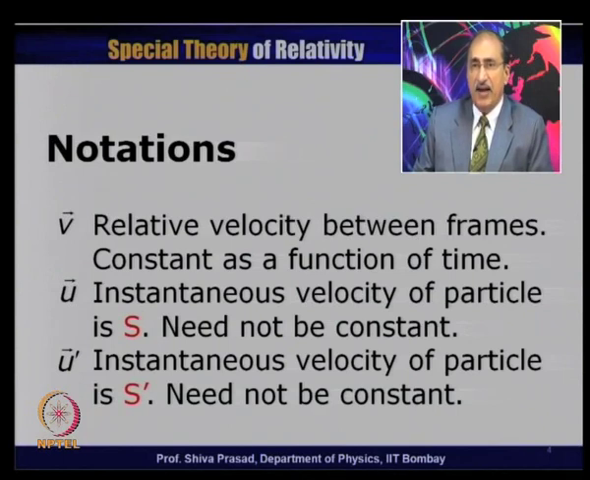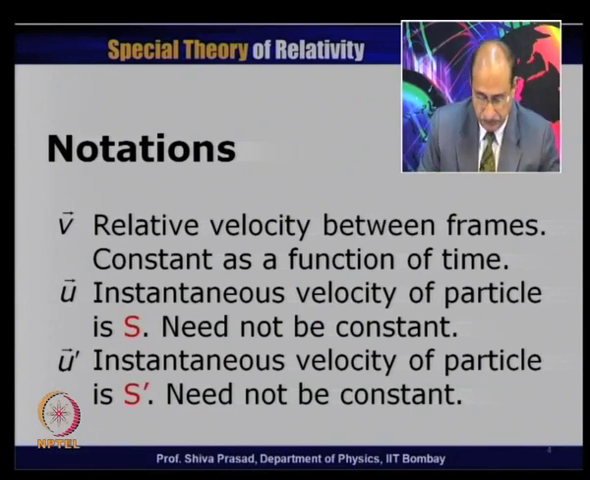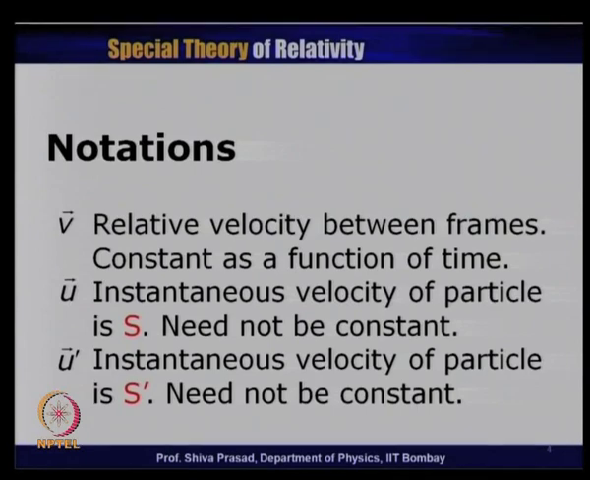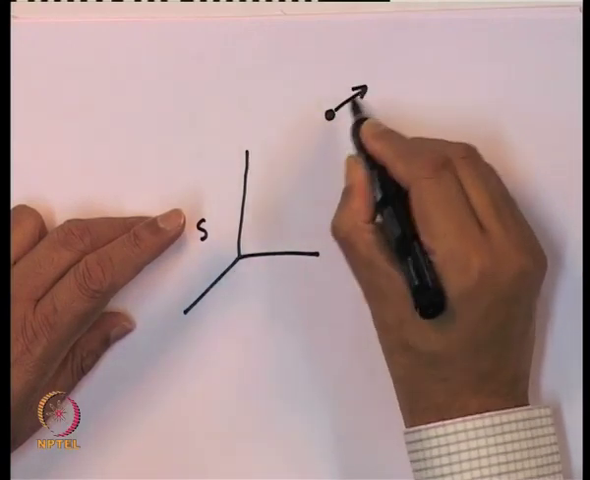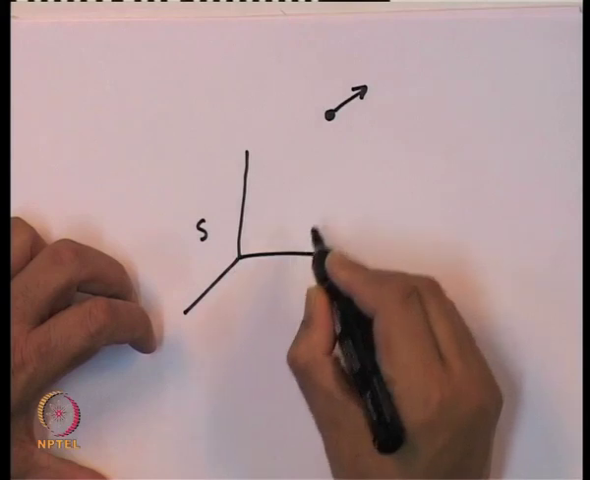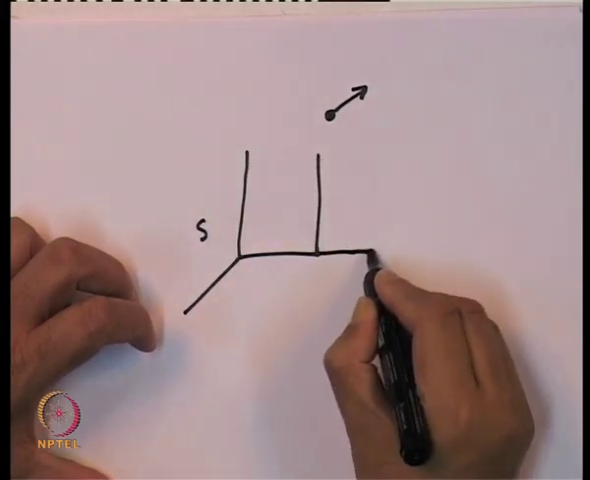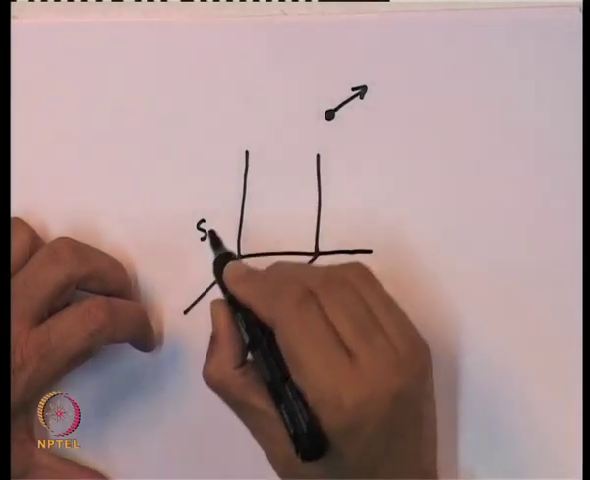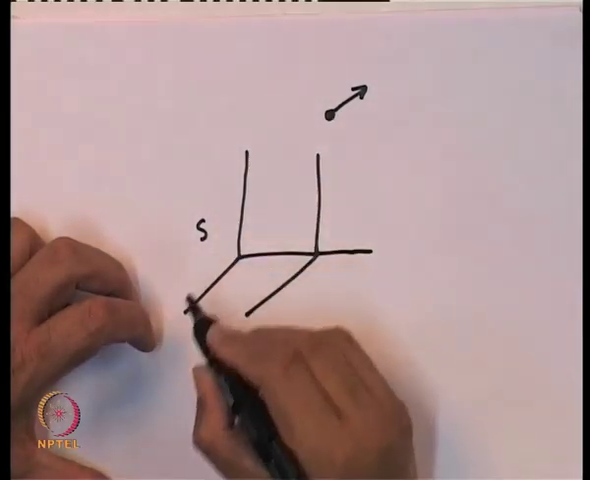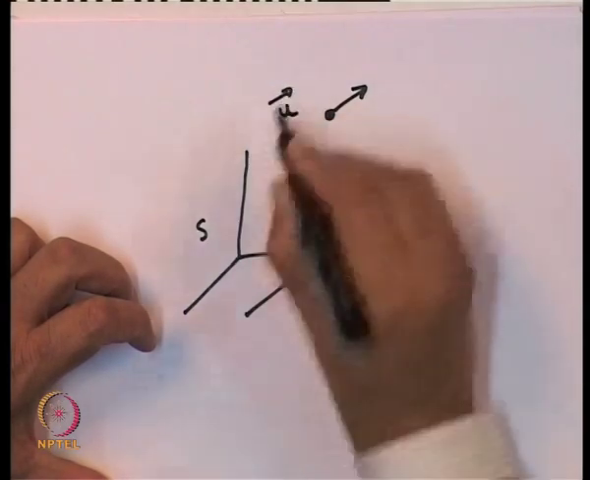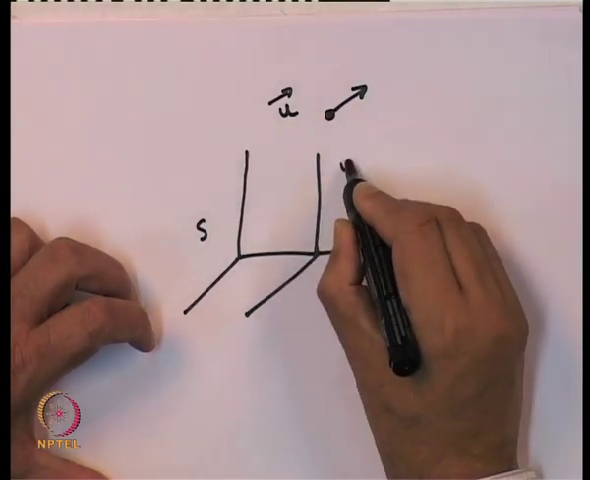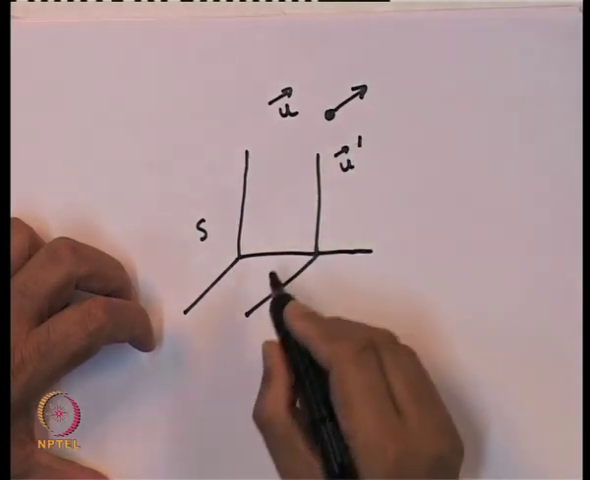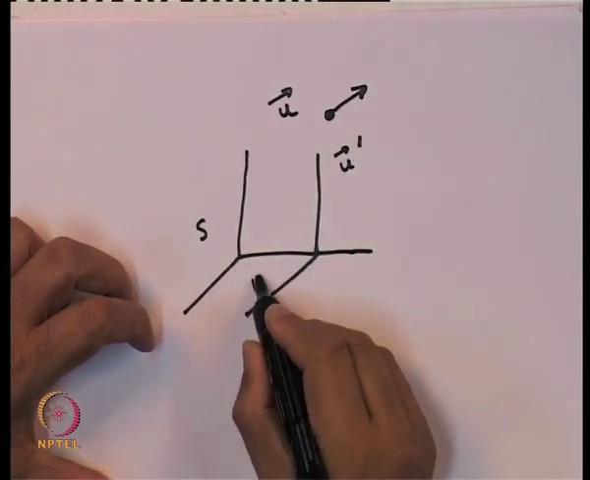Now, this observer S tries to observe the behavior of a particle. Let us write it here. So, this is an observer in S frame and there is some particle which is moving in some arbitrary direction. And the observer in S prime frame also tries to observe the same particle. Whatever is the velocity measured of this particle in S frame will be called u. Whatever is the velocity measured of this particle in S prime frame will be called u prime, while the relative velocity between these two frames will be called v.